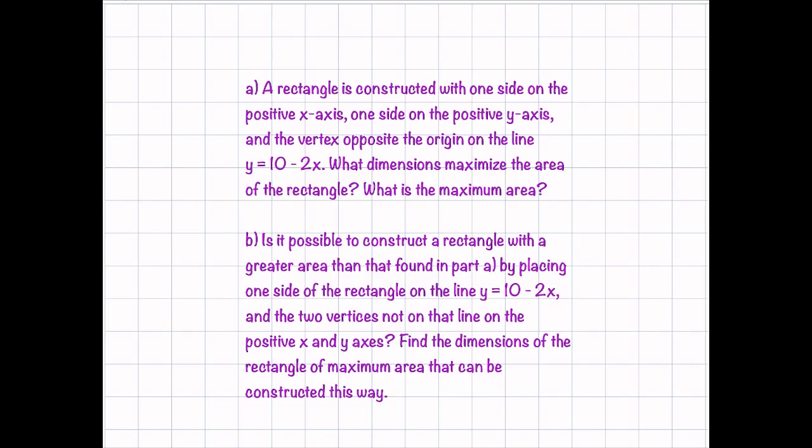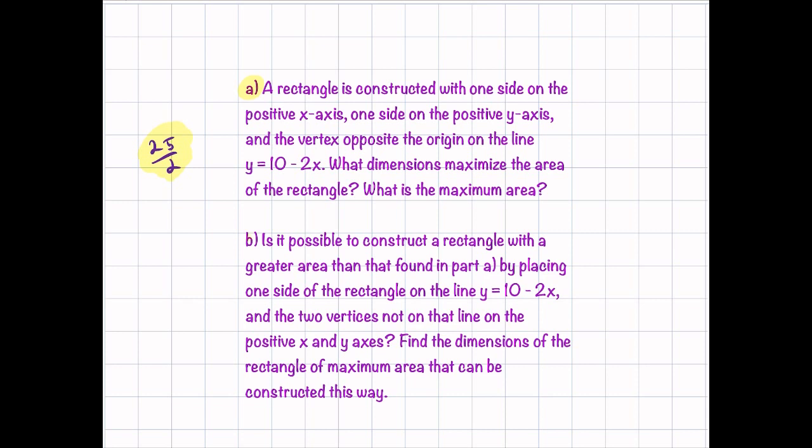Okay, so in the last video we did question A here, where we had this rectangle with one side on the x-axis and one side on the y-axis, and the vertex across from the origin was on this line y is equal to 10 minus 2x. And we maximized the area of that rectangle, and I think we found it was 25 over 2, the maximum area you could get.